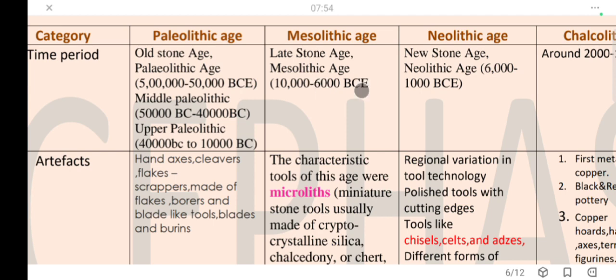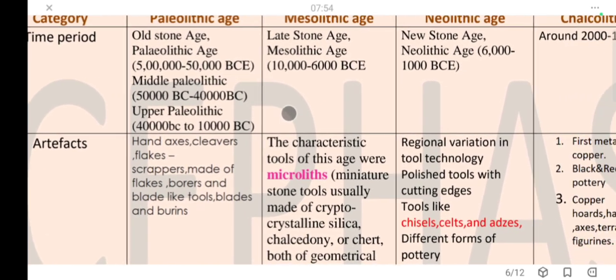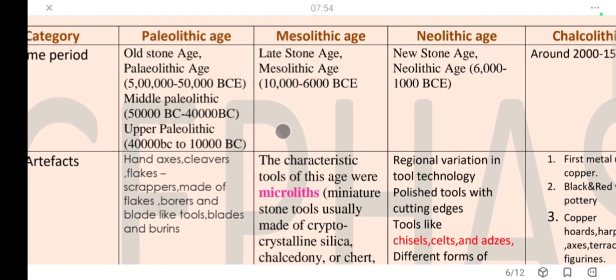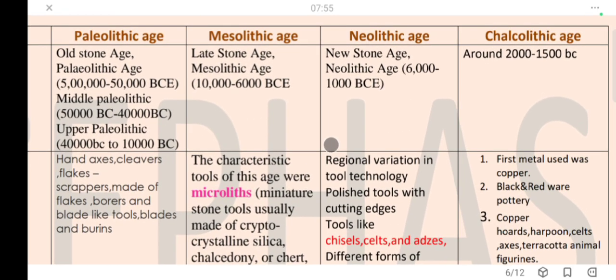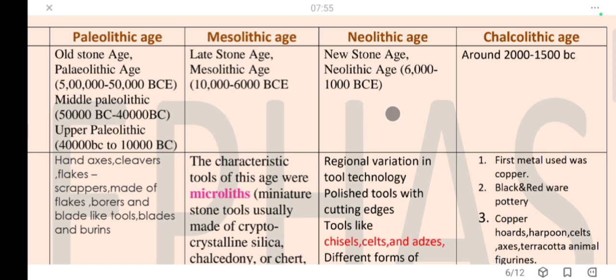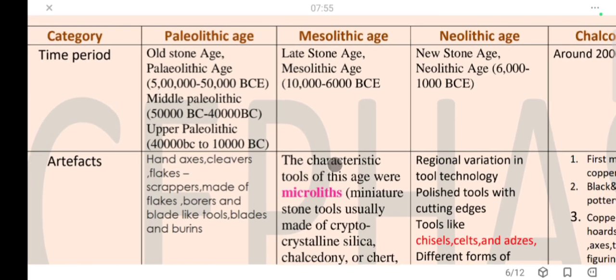So let's talk about this. I'm going to take this particular slide to show the differences. If you ask me what the difference is between this stage and that stage, it is easy for the human mind to understand this way. Mesolithic age is 10,000 to 6,000 BCE, the Neolithic age is 6,000 to 1,000 BCE, and the Chalcolithic age is 2,000 to 1,500 BCE.